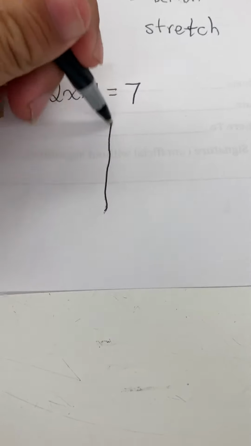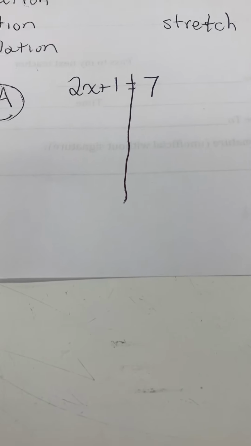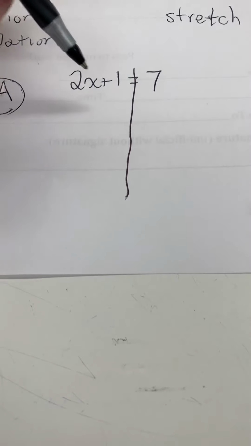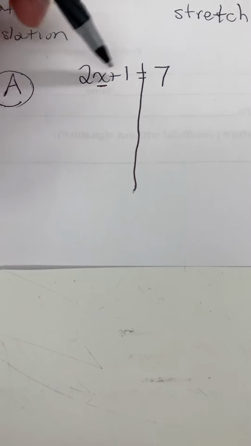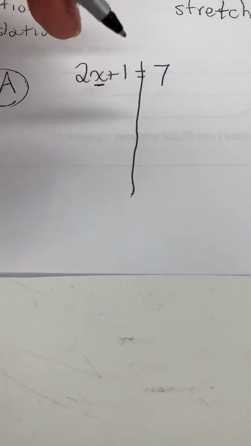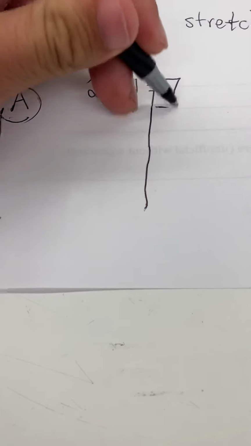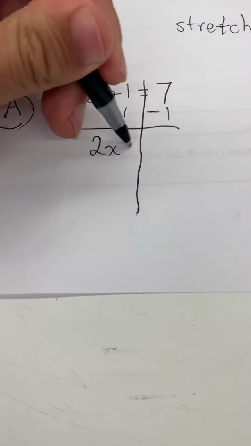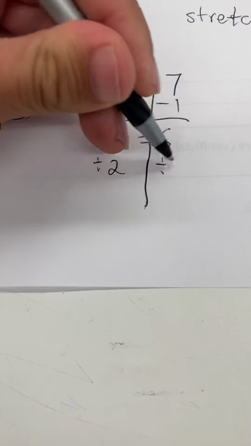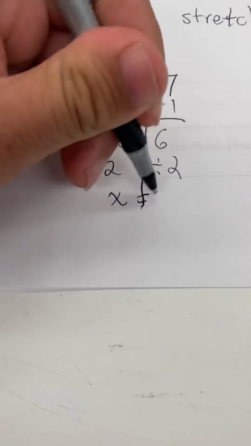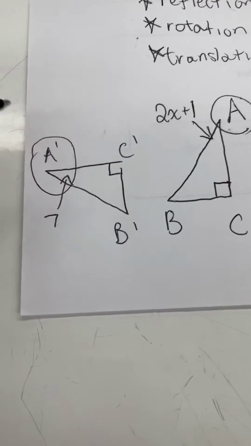And now we go back to our algebra. So, do the opposite of what's attached. What I see on your x are plus 1 and times 2. I need to do the opposite. Opposite of plus 1 is subtract 1. Opposite of times 2 is divide by 2. Therefore, x is 3.